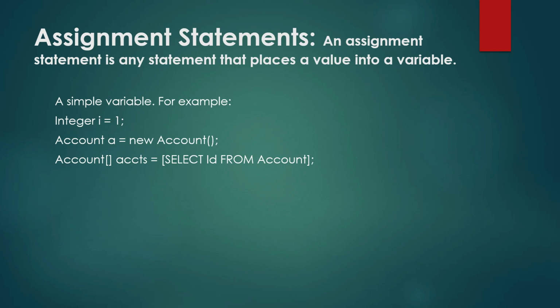And Account a. Here a is the variable of the sObject type Account, and now you are assigning a to a new account, but you haven't provided any value, though you can. The next statement, select Id from Account, and you are holding the result in the account array. accts is the variable name. That's how you assign a value to a variable.